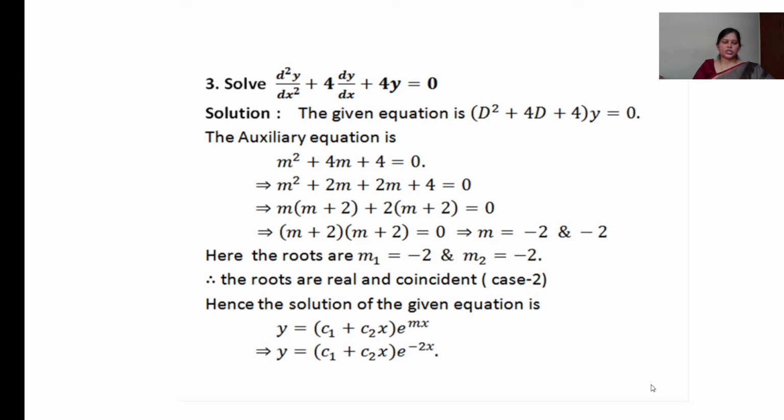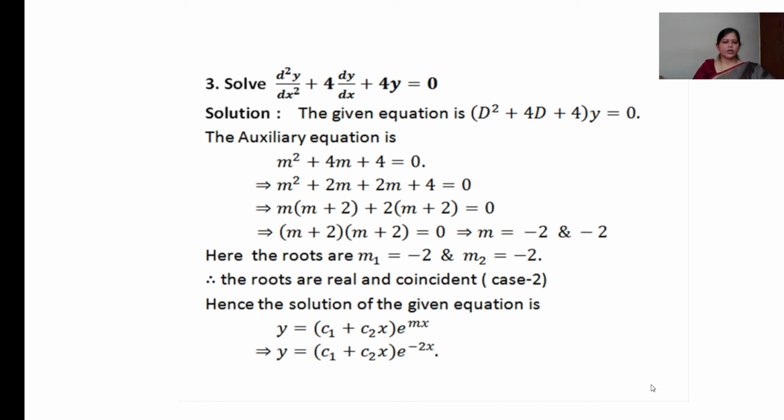Now the auxiliary equation is m square plus 4m plus 4 is equal to 0. So m square plus 2m plus 2m plus 4 is equal to 0 we are writing. Again the middle term 4m we are splitting as 2m plus 2m. So taking the common value from the first two terms we will get m into m plus 2. Then from the last two values we are taking 2 as common, so we will get 2 into m plus 2. From this, m plus 2 into m plus 2 is equal to 0. That implies m is equal to minus 2 and minus 2.